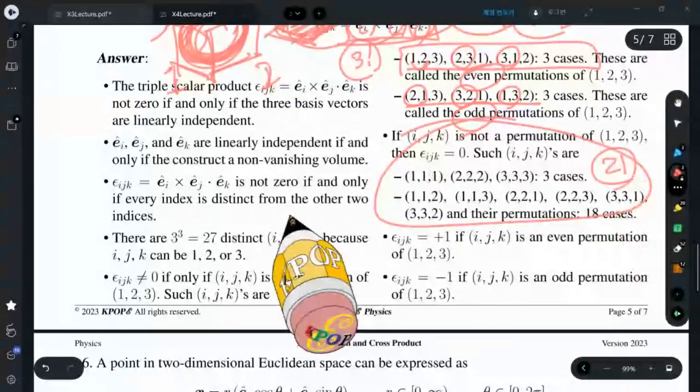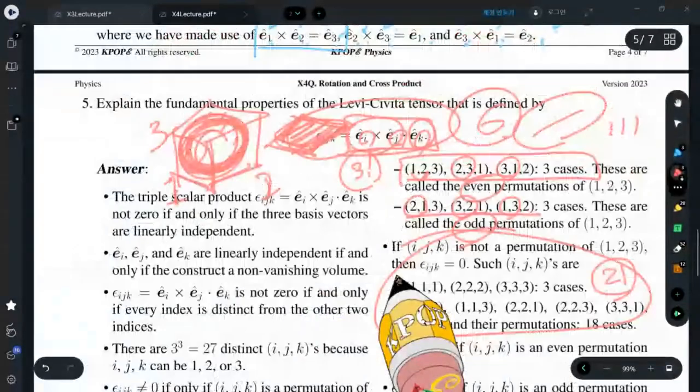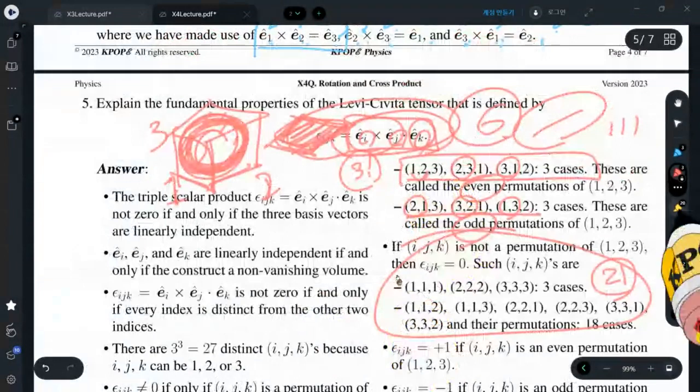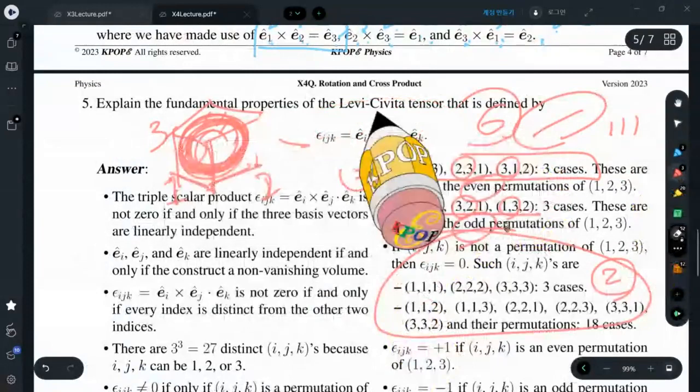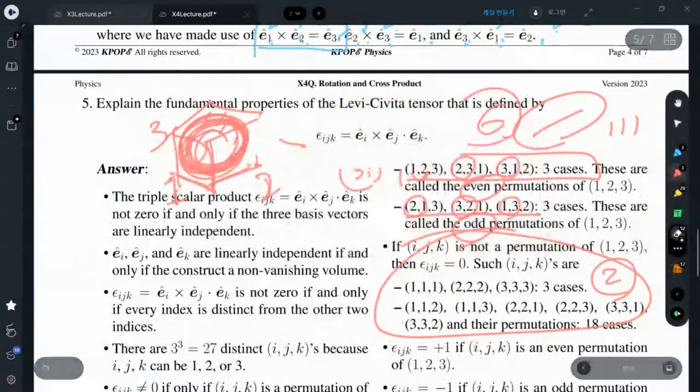And we call this triple scalar product the Levi-Civita tensor. The Levi-Civita tensor.